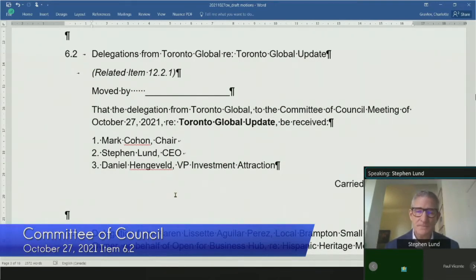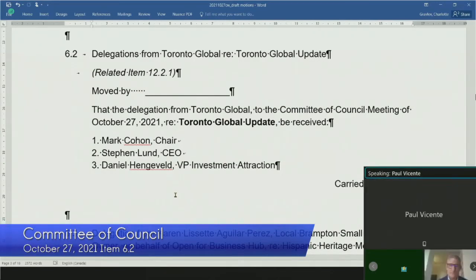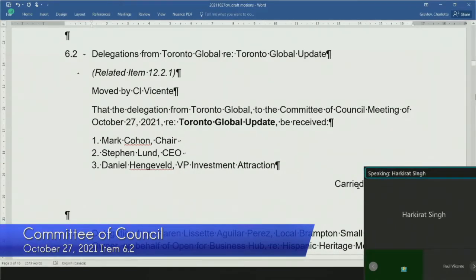Well, I can assure you that we will be looking for that to happen. And I thank you all for your time here today. And Mr. Chair, I'm happy to move receipt of the delegation. Thank you. I don't see any more questions, so we have a motion from Councillor Vicente to receive the delegation. Is anybody opposed? No, thank you. The motion carries.